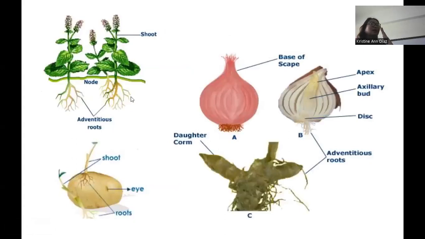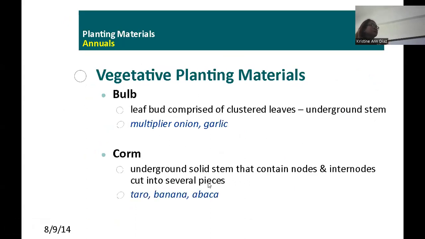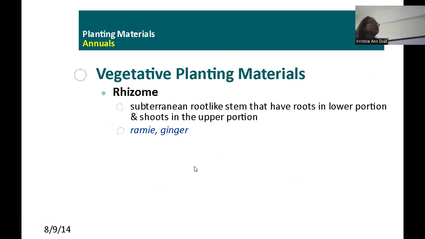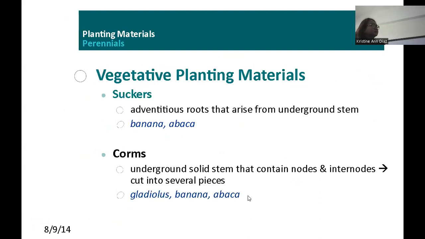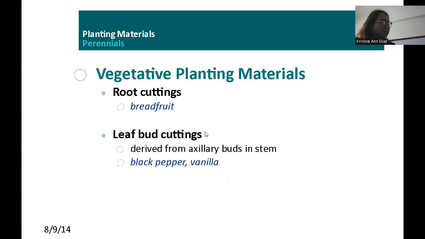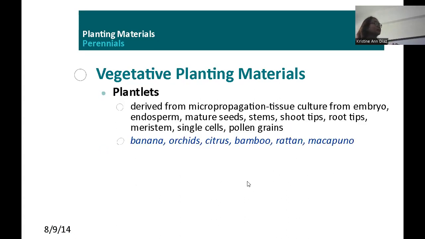So ito yung mga corms, tubers, runners. So stem cutting, pwede rin for sugar cane and so on. Tuber, bulb for onion, garlic, and corn, taro, banana, abaca, rhizome for ramie and ginger, and runners, slips for pineapple and cabbage, suckers for banana, abaca, corms for gladiolus and abaca, breadfruit, root cuttings, and leaf bud cuttings for black pepper and vanilla, stem cuttings, and other asexual materials.